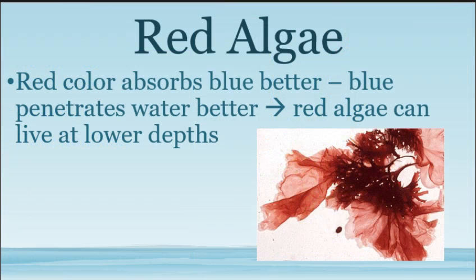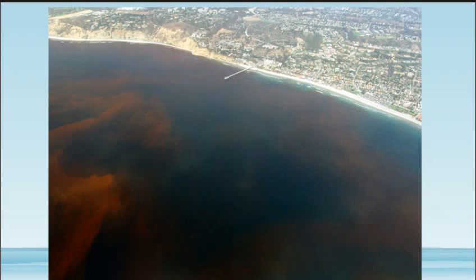Red algae, it can be deeper in the ocean because it absorbs light that's not as close to the surface, so lower depths. It can live at lower depths. Here you can see some out here. Whoa.